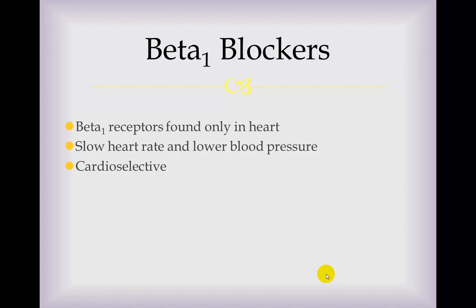Think about how that works. It's because it's going to decrease cardiac output. And if I'm not putting out as much volume, then there's not as much resistance. And by slowing the heart rate, it decreases the volume that's being put out. Beta-1 blockers are cardioselective, so they're primarily going to have an effect on the heart.